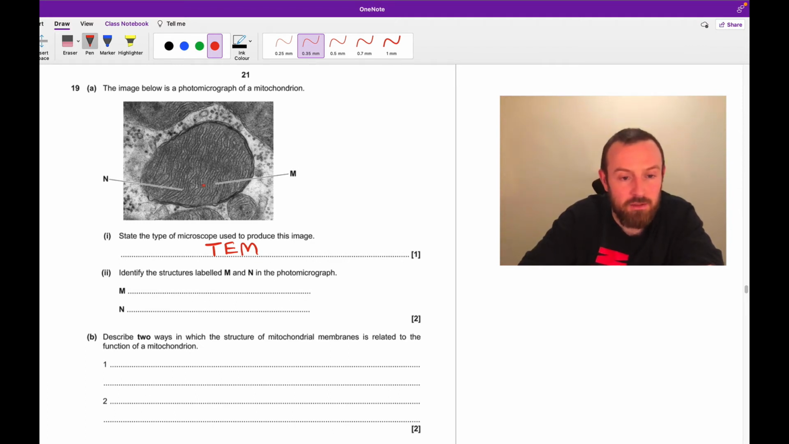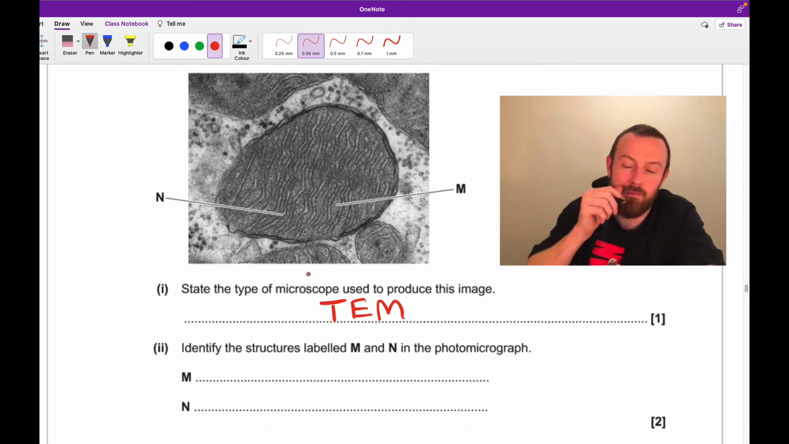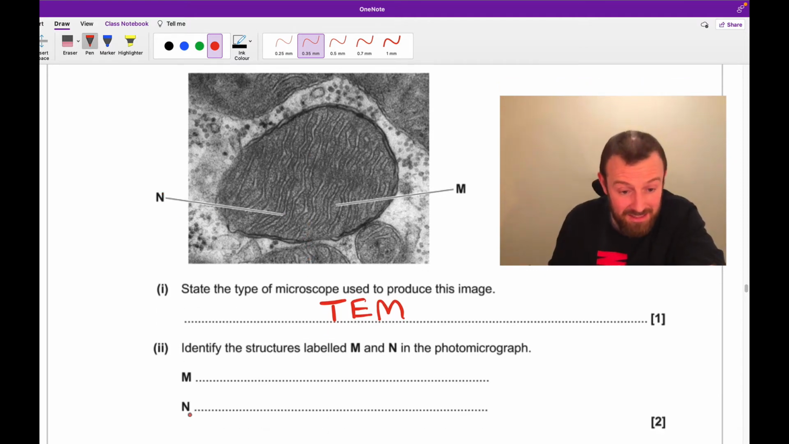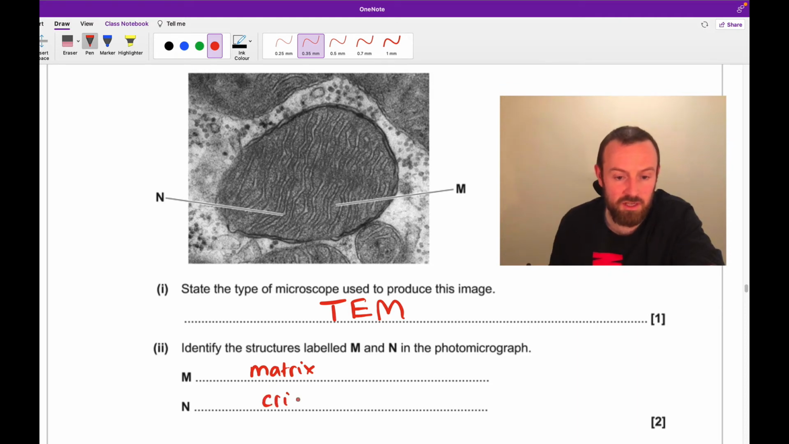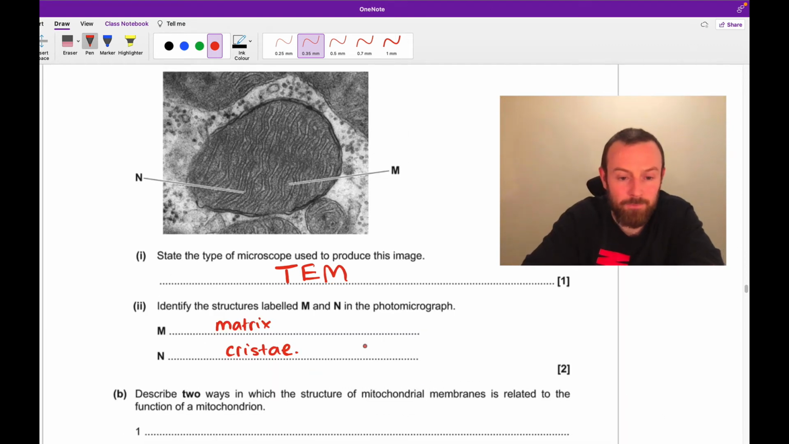So what are the structures here? It's a bit difficult. You really need to zoom in and look closely. But it would look like M is over here, in the kind of solution, and N is this kind of line. So make sure you're looking at the correct thing. So N is there and M is there. So M being the kind of solution is the matrix. And N being the membrane is the crista or cristae. Zoom out a little bit.